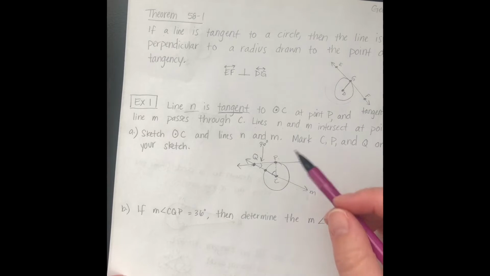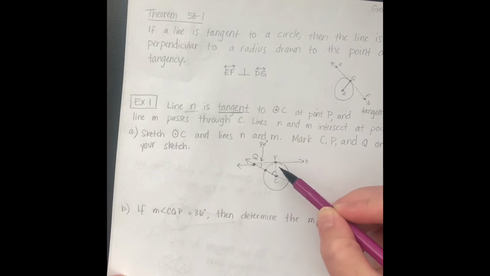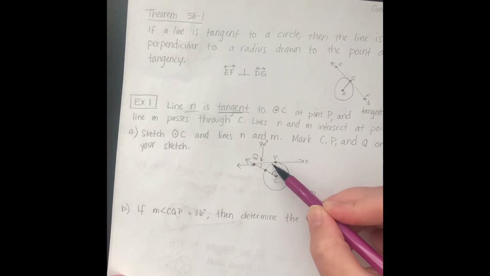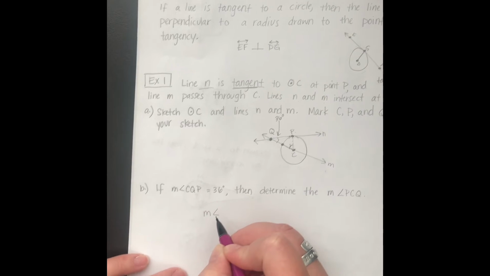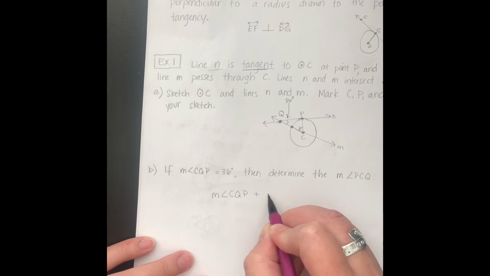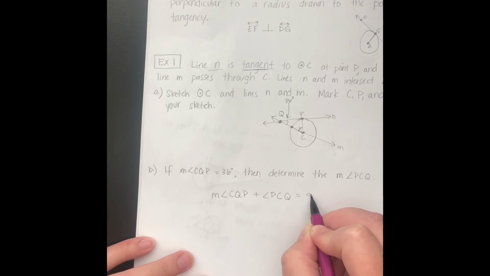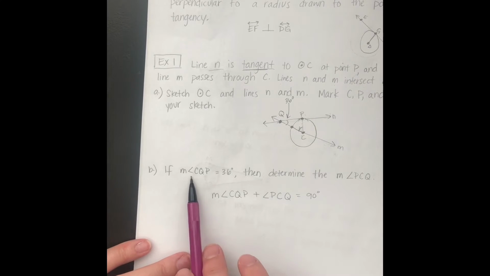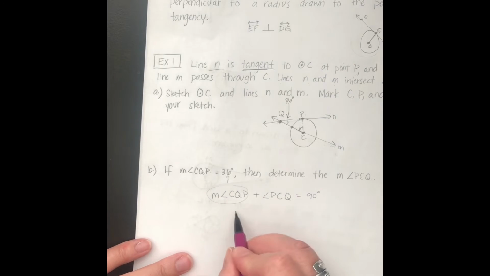So if you were to add up the angles CPQ, this angle right here, and the angle PCQ, these two angles, if you were to add them together, they equal 90 degrees. So I'm going to write an equation down for you. If we add angle CQP together with angle PCQ, then they add up to 90 degrees. Well, it tells us what angle CQP is. We can replace this right here with 36 degrees.